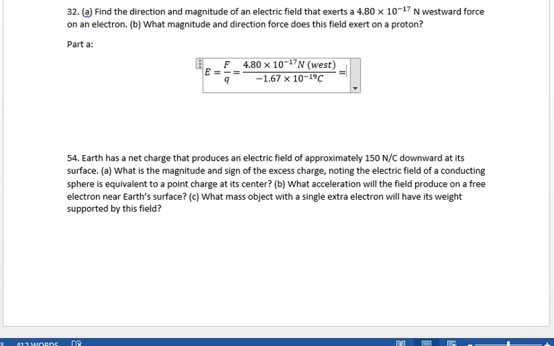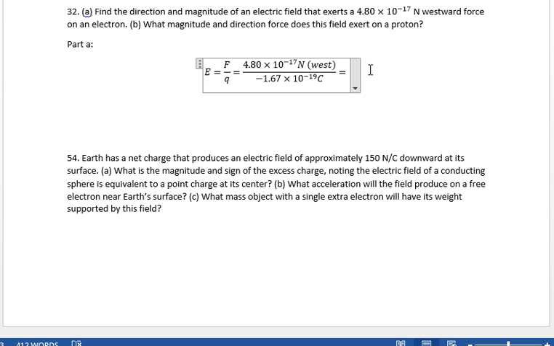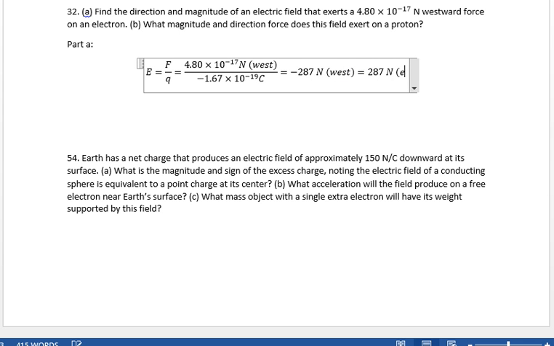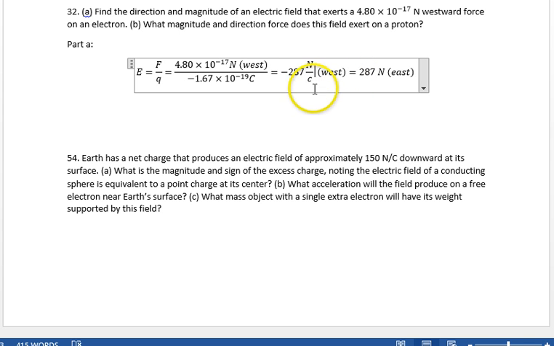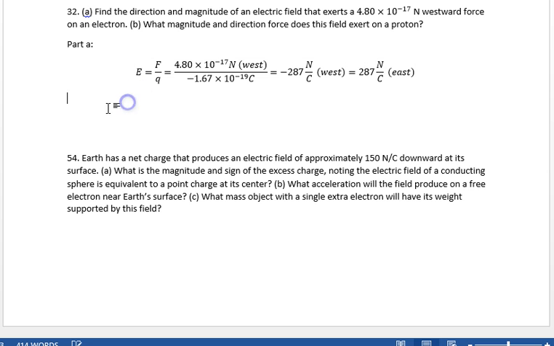We're going to get 4.8 E minus 17 divided by minus 1.67 E minus 19. And so minus 287 newtons west, which is 287 newtons east. So the electric field, in newtons per coulomb, is 287 newtons per coulomb east.